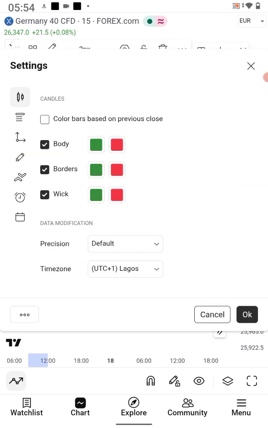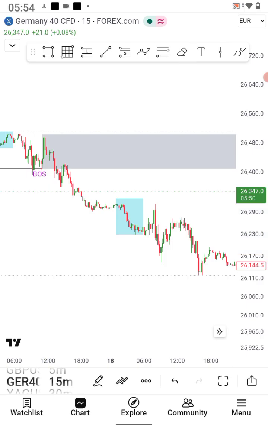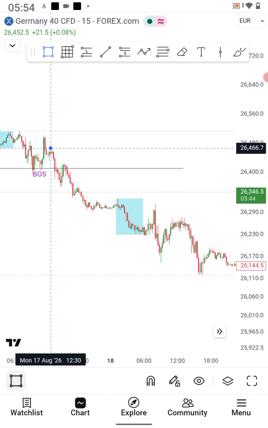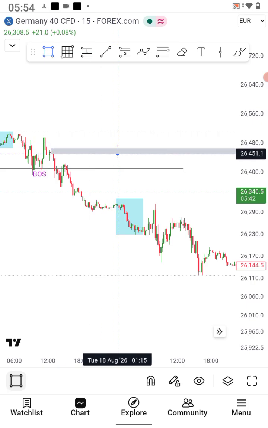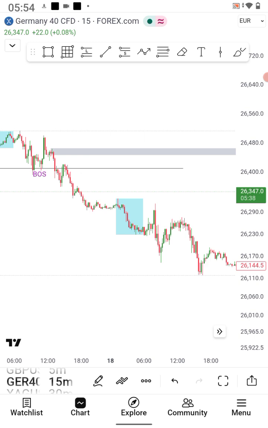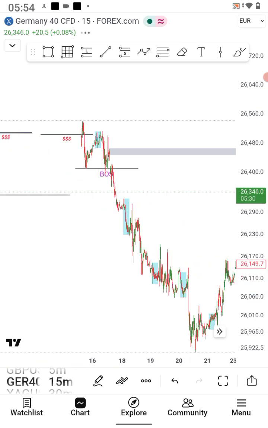So let me go ahead and delete this 1 hour order block that I marked and refine it to the 15 minute order block, which is this one. So I've marked it. Now what do you see here? You can see that price never mitigated it. Price never came back there. That place is still open. Okay, so price never mitigated it.